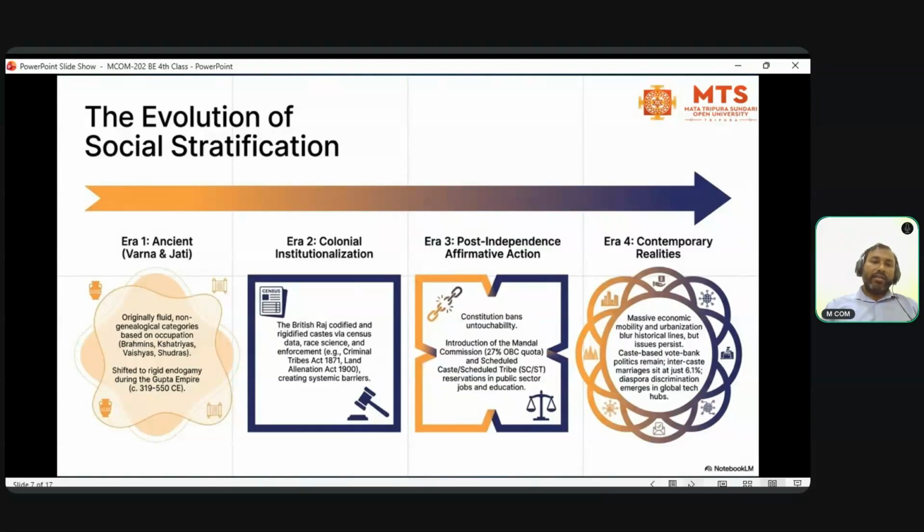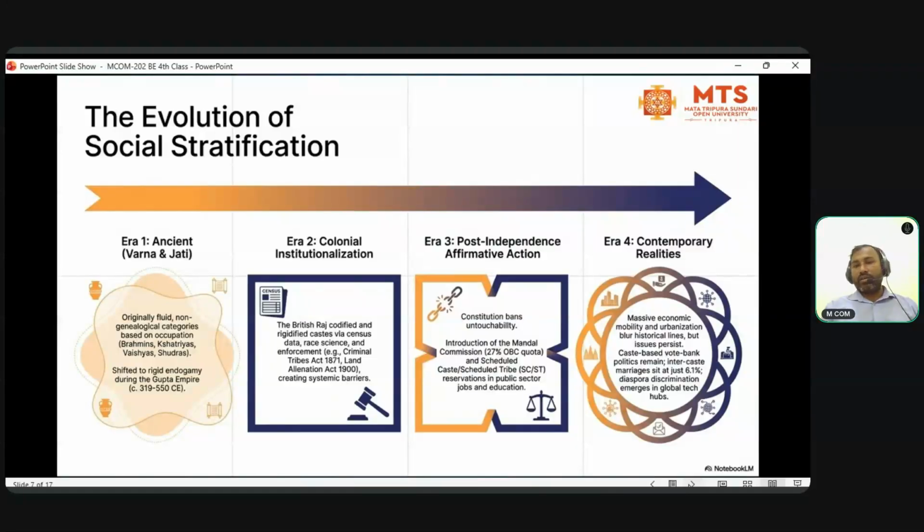codified and rigidified castes via census data, race science, and enforcement, such as the Criminal Tribes Act 1871 and the Land Alienation Act 1900, creating systematic divisions. And post-independence affirmative action: the constitution bans untouchability, with the introduction of the Mandal Commission, and scheduled caste and scheduled tribe reservation in public sector jobs and education.